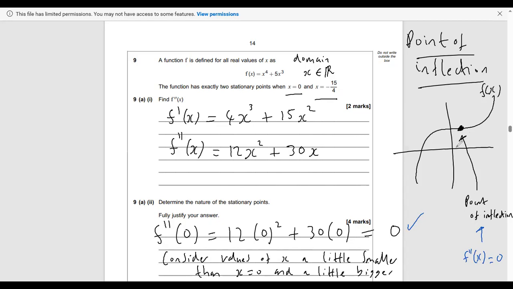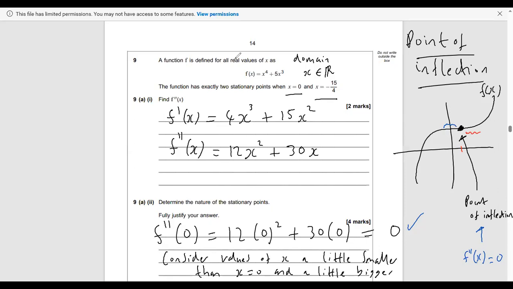But we've got to check for x values a little bit smaller, like here, and also for x values over here a little bit bigger than the x value there. We've got to check whether we've got a change in sign of our second derivative. So if the sign of the second derivative is a positive number or a negative number there, then it must be the opposite in the red there.